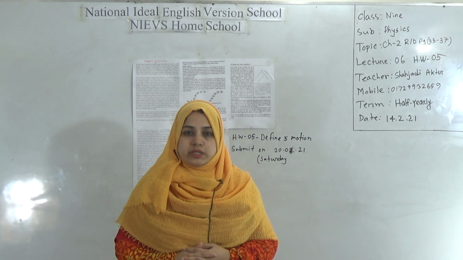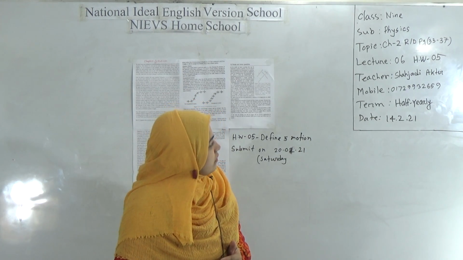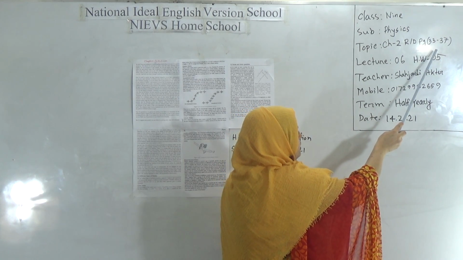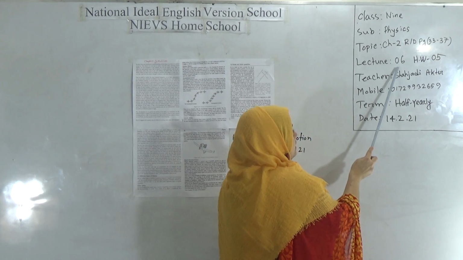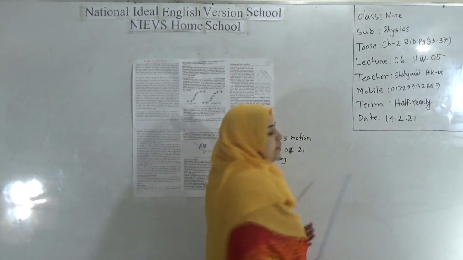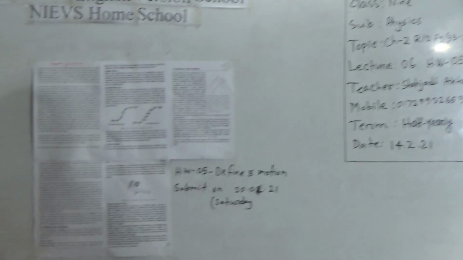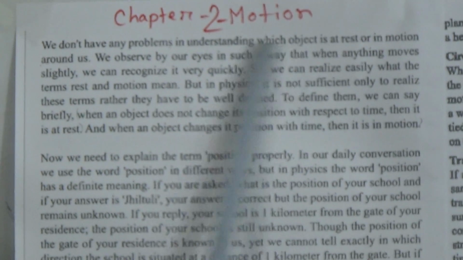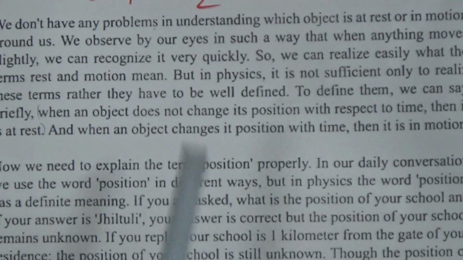Today I am going to take a physics class for class 9 students. My dear students, our today's topic is chapter 2, reading done, page number from 33 to 37, and our lecture number 6 and SW number 5. So let's start our class. Today we will discuss chapter 2, that means the motion chapter. Now we will start our class.